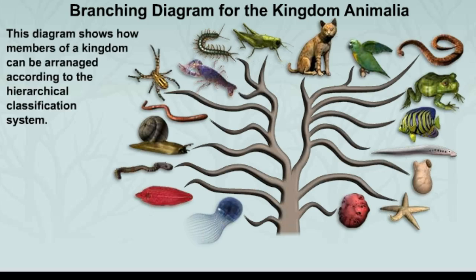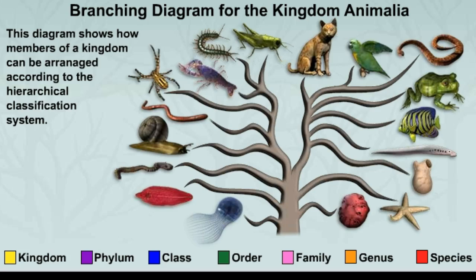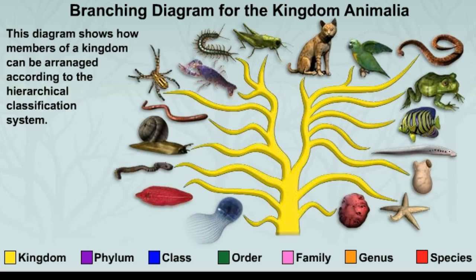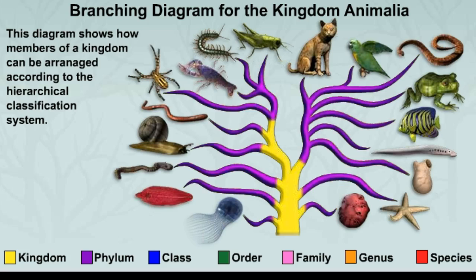This type of branching diagram shows how members of a kingdom can be arranged according to the hierarchical classification system. Each color separation represents a new level in the classification scheme from the kingdom level to the species level. The trunk of the tree represents the entire kingdom. Each main branch from the kingdom is a phylum. Moving from the main branches towards the end represent the levels from class to species that follow in the hierarchical classification scheme. This diagram shows that all of the organisms on your screen belong to the kingdom Animalia. It also shows that each organism represents an individual species.